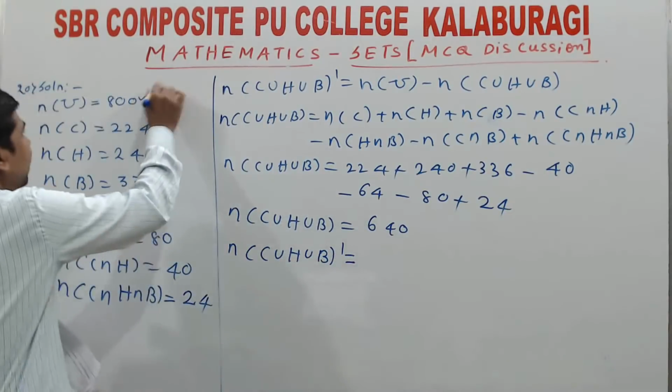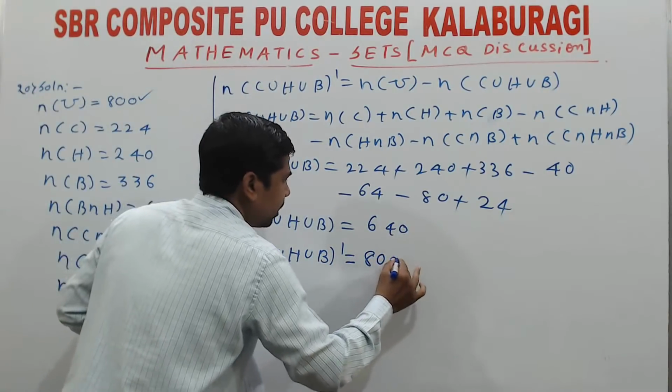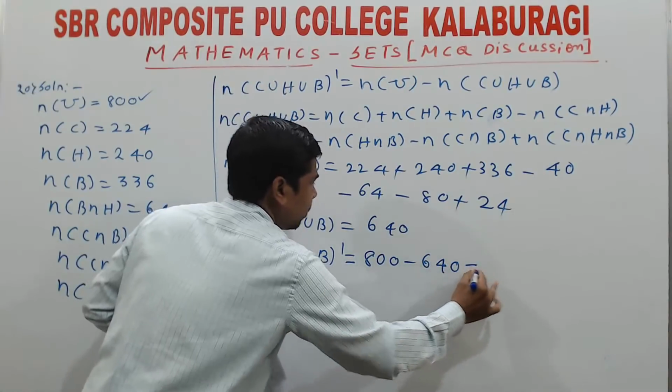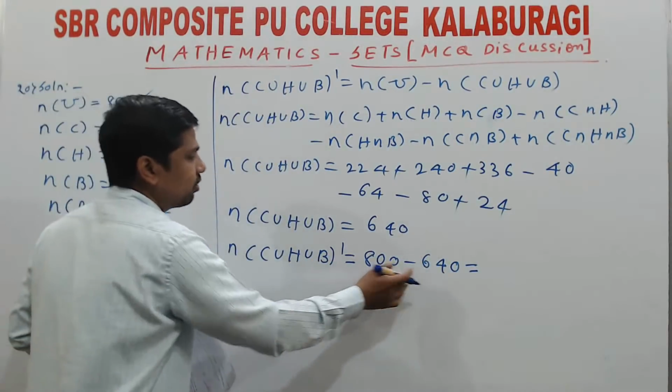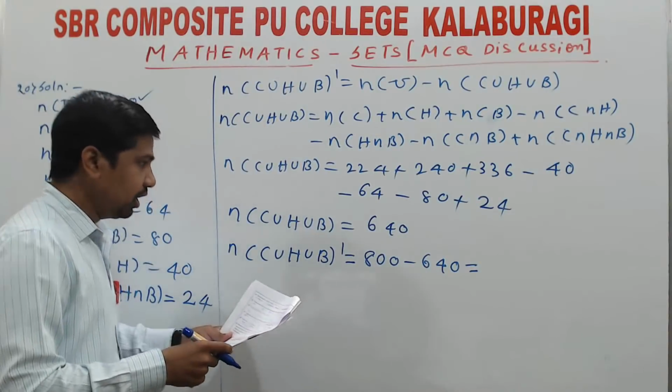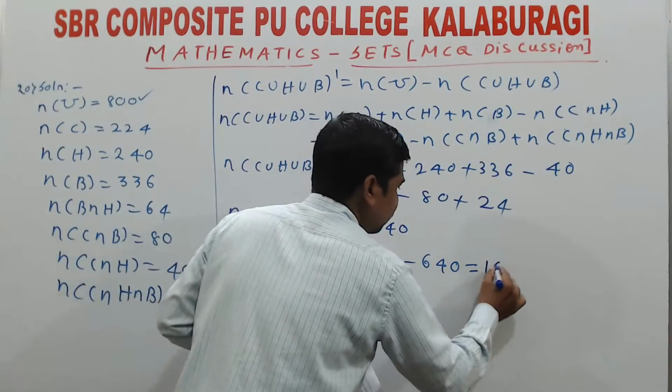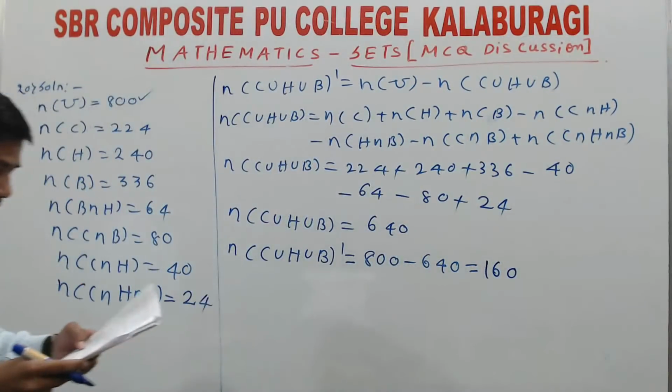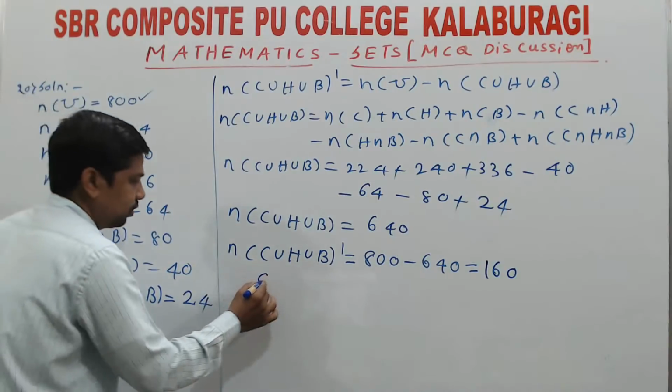n of U is what? 800, minus 640. That is the total number of persons minus those who are playing. That gives the number who play neither game. That is 800 minus 640, which is 160. So 160 is which option? Fourth option.